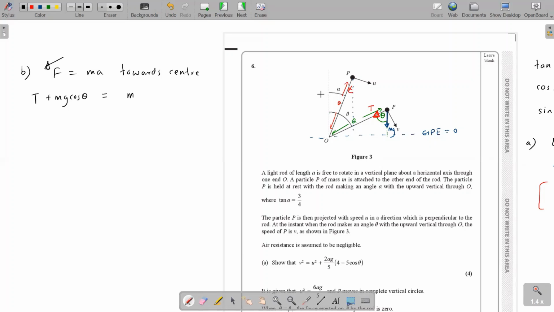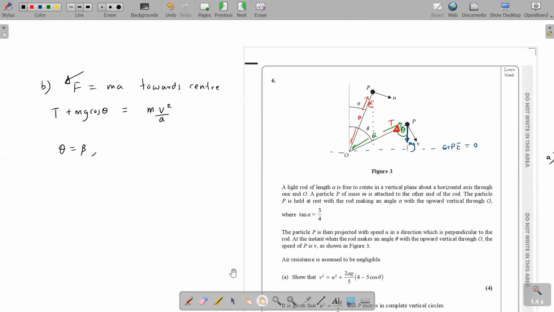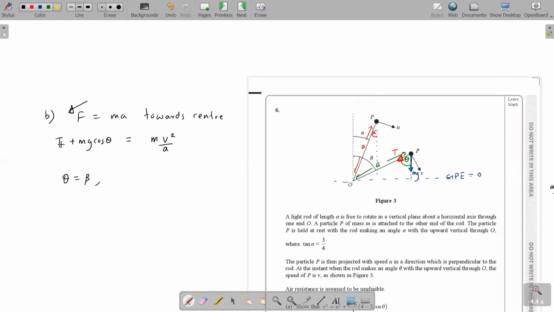Which one is the more appropriate one here? V square over r is the more appropriate one, because here we want to work with the v square. So v square over r, where the radius is a. Do you agree? Okay, and then they have told you that when theta equals beta, the force exerted on P by the rod is 0. So this force exerted on P by the rod is this tension value. So T will be equal to 0. Are you with me? So make it equal to 0.